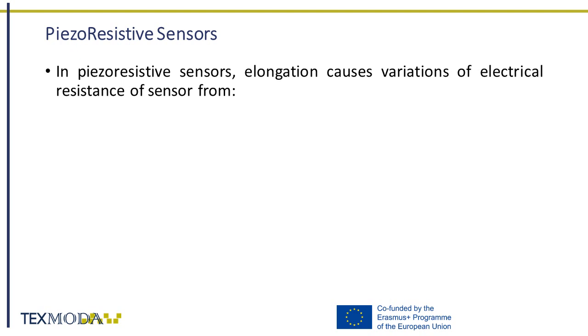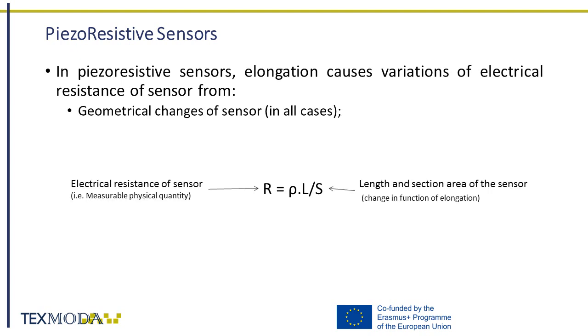A first example of an elongation sensor is the piezoresistive sensors. In piezoresistive sensors, elongation causes variation of electrical resistance of sensors from two origins. The first one is linked to the geometrical changes of sensors and described by the equation, where the measured electrical resistance is linked to the length and section area of sensors. This geometrical change occurs in all cases.